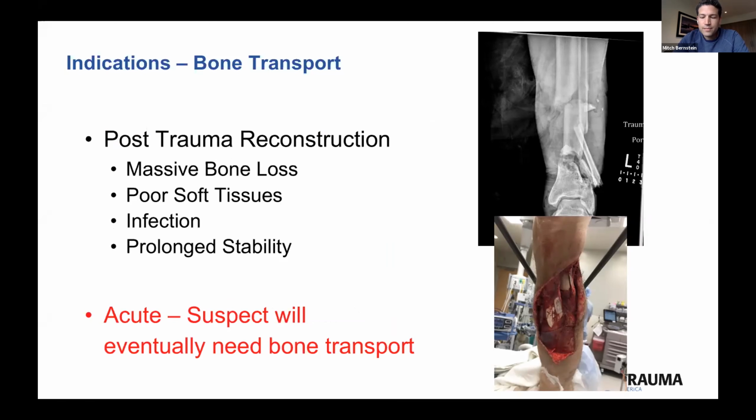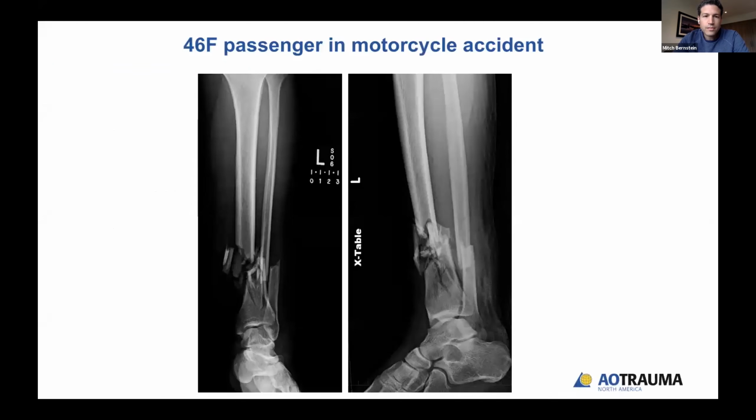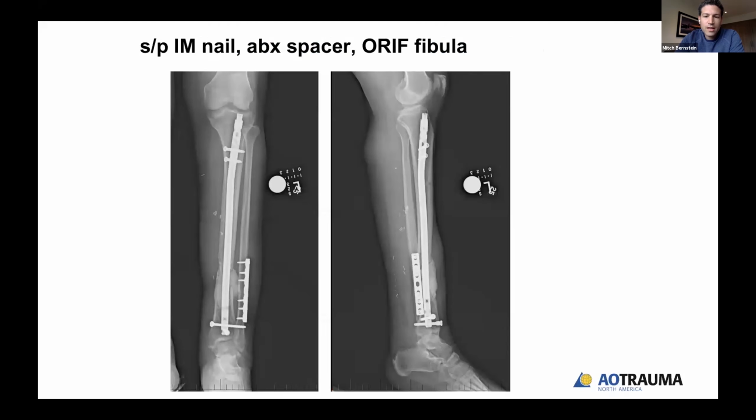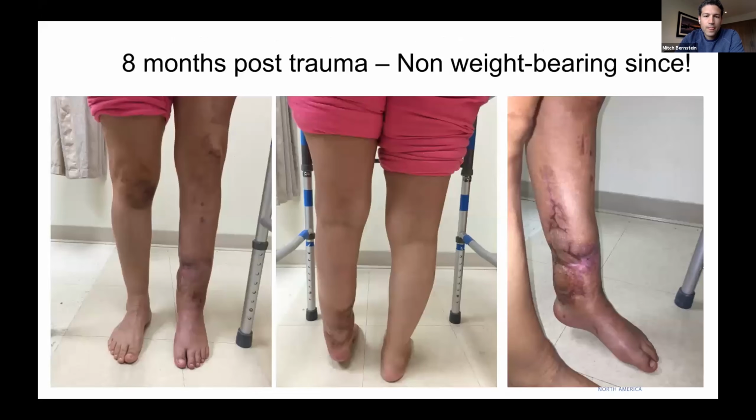reconstruction with transport. So here's an example of a 46-year-old patient who had an open tibia fracture, type 3B, was treated with an IM nail and a cement spacer and ORIF of the fibula. Eventually was referred on 8 months later and has been non-weight bearing. And there you can see the leg does not look infected, has had a flap with skin graft and a wound that healed over, but wasn't really draining any pus, has an equinus contracture.